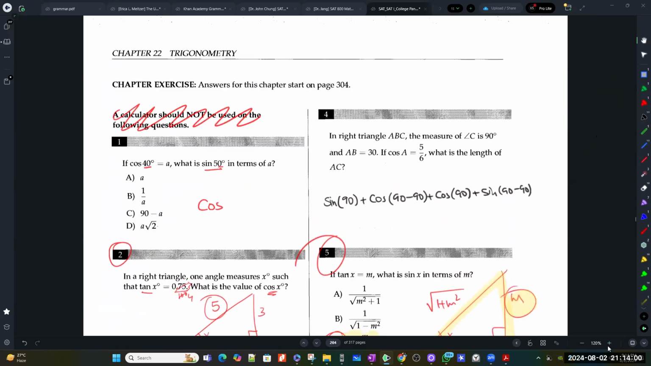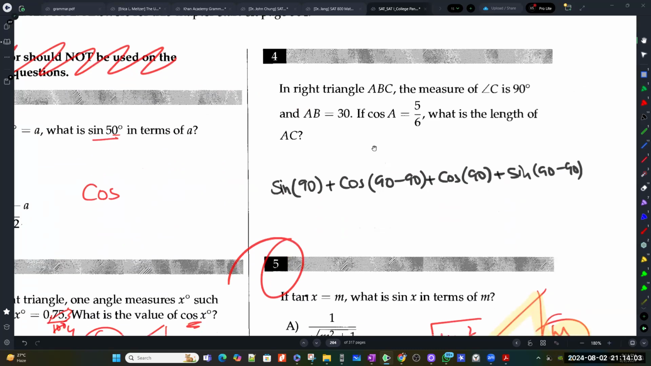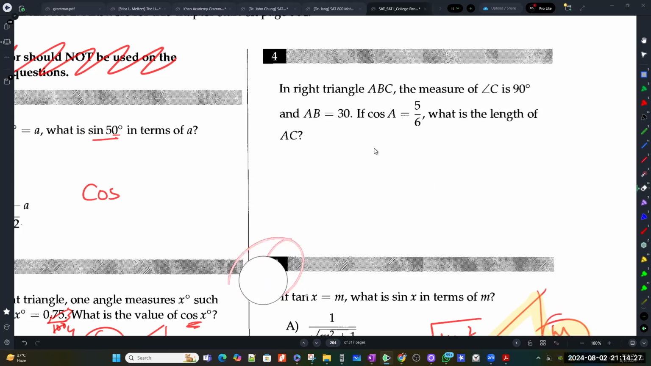All right, why don't you do 4 now? Question number 4, guys. It's 60. Okay. Length 60. Okay, fine.